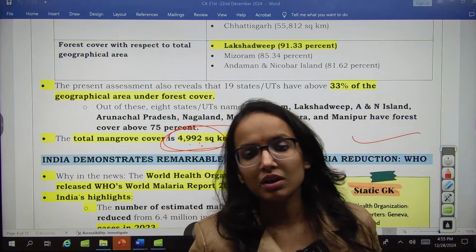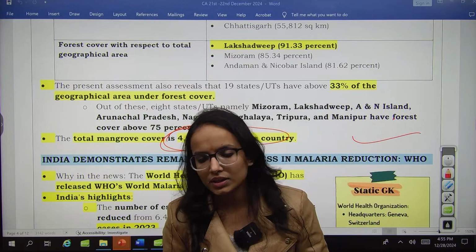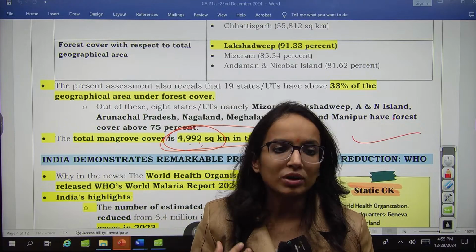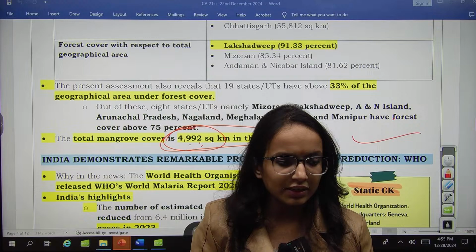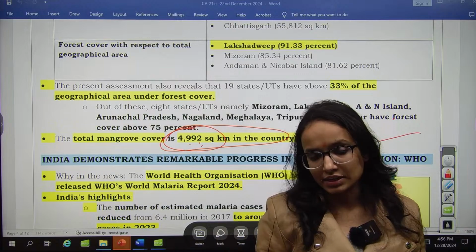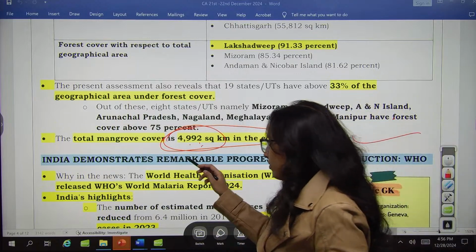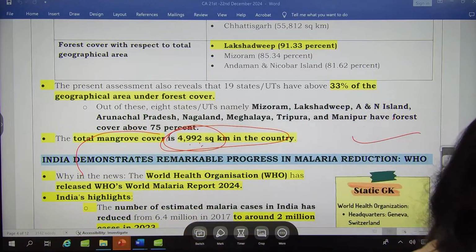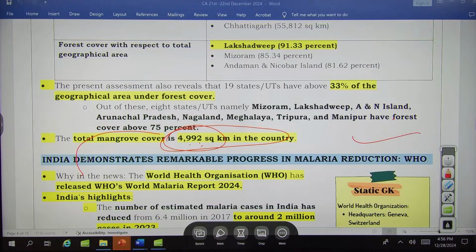Mangroves are vegetation. Generally, in coastal areas you must have seen this vegetation grow. Mangroves can tolerate salty waters, right? That's why they can grow in the coastal areas. They are very important vegetation in the coastal areas. Also, mangrove forests and mangrove areas have a lot of biodiversity. Remember, they are rich in biodiversity as well.